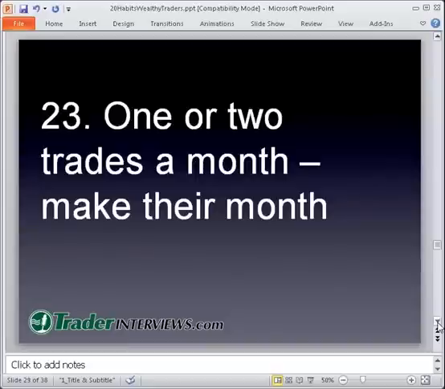23. 1 or 2 trades a month make their month. I was actually surprised by that. I thought really wealthy traders make money every day and they make about the same amount of money every day. Oh, no. They've gotten patient enough that 1 or 2 great trades a month make their month. Some of them, 1 or 2 great trades a year make their year. Now think about the patience involved in having to go in and out of the market waiting for that 1 or 2 trades a month, let alone a year. That is a crazy amount of patience, but they do it because they know if they do that long enough, those 1 or 2 trades will come along where they can really pile on that size.